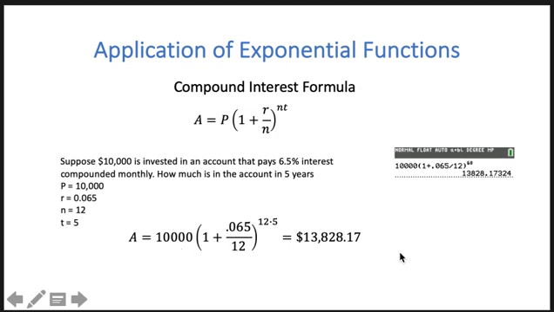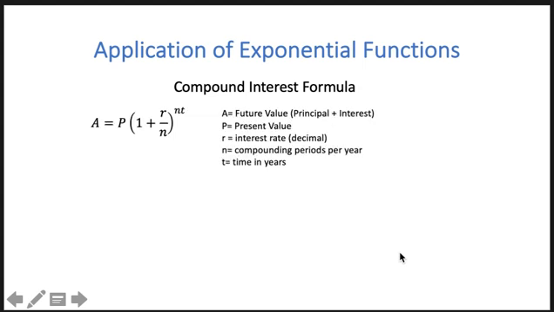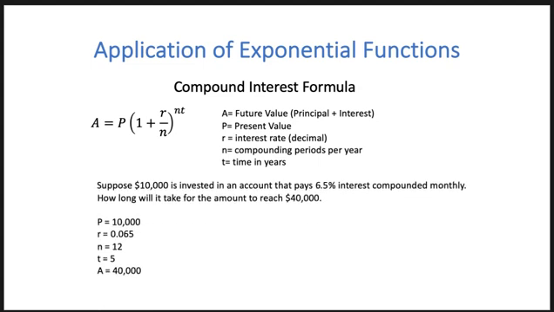Okay, let's turn our attention to another kind of question. So what if I asked you this question in a different way? Suppose $10,000 is invested in an account that pays 6.5% interest, compounded monthly. How long will it take for the amount to reach $40,000?